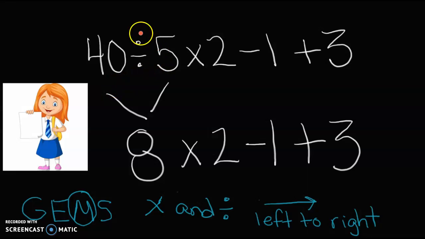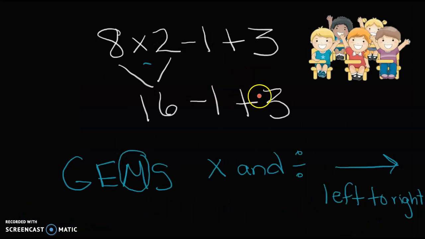So here we're looking at our operations. The next operation that I'm going to solve: 40 divided by 5 equals 8. I'm going to rewrite the problem. That's very important. 8 times 2 minus 1 plus 3. All right. See, we have it. I know you have a lot of questions. We're going to be answering these in just a little bit, but let's go ahead and go on.